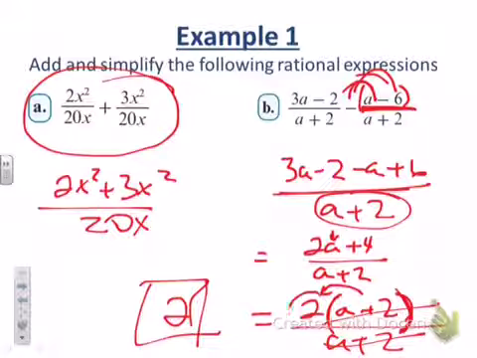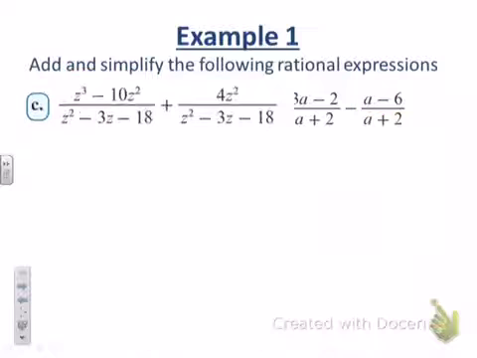You can only cancel something that is being multiplied. Now, this 2 is only being multiplied. It's not being added to anything. This a plus 2 is only being multiplied by this 2, so they're factors. You can cancel factors, but you can't cancel terms or parts of terms.